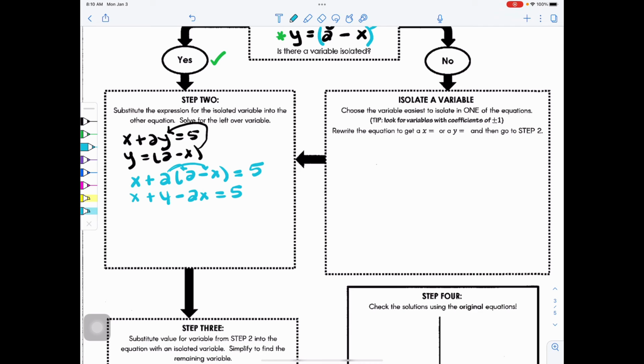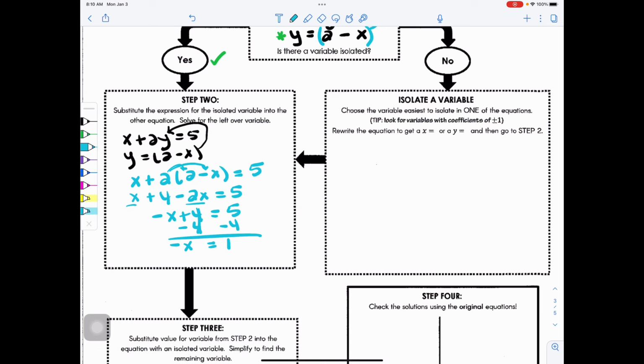After distributive property, I look for like terms. On the left-hand side, we do have like terms of x and negative 2x. So if I combine x and negative 2x, I get negative x plus 4. And on the right side, we don't have any like terms. So now I'm going to have to get x by itself by undoing my addition and subtracting 4 from both sides. I have negative x equals 1.